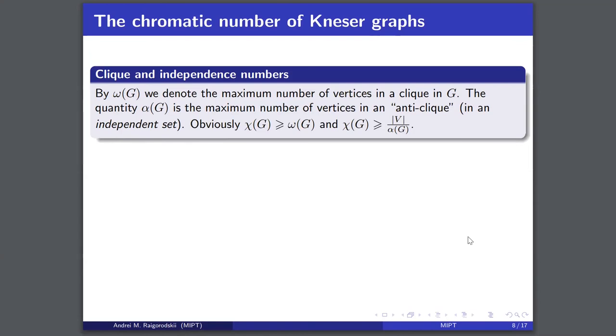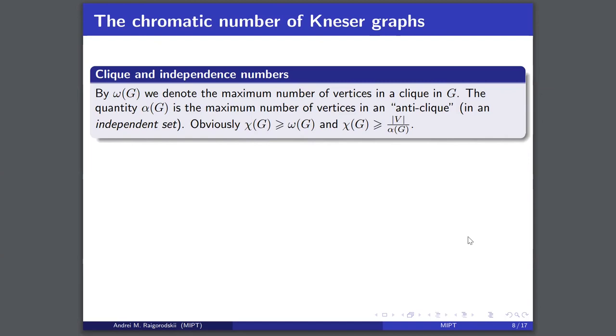Is it obvious? Here it's written down that the following two inequalities are obvious. I think the first one is probably really obvious. If you have a clique in a graph, of course you must use, to color it, the number of colors equal to the number of vertices in this clique. So if you have a big clique of cardinality omega of G, then you use exactly omega of G colors. And of course, chi of G, the chromatic number of the graph, is bounded from below by omega. Understand?